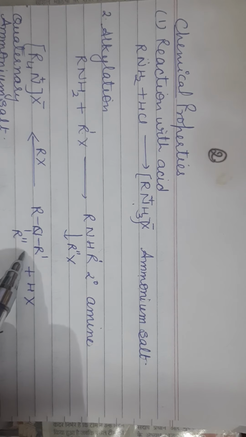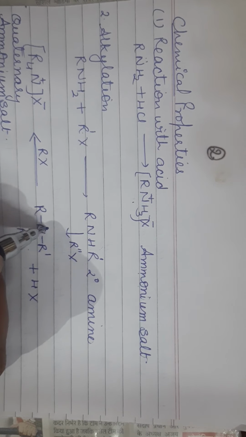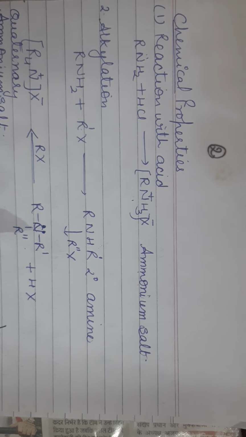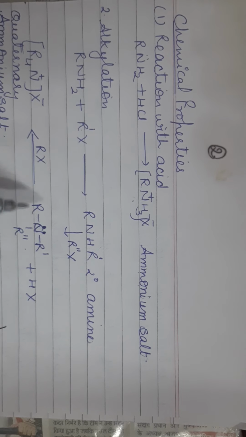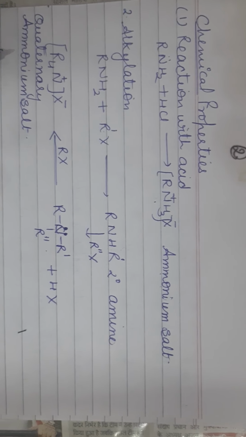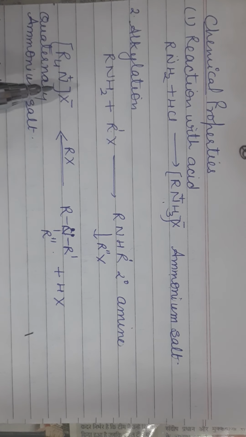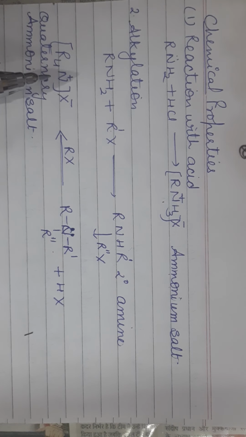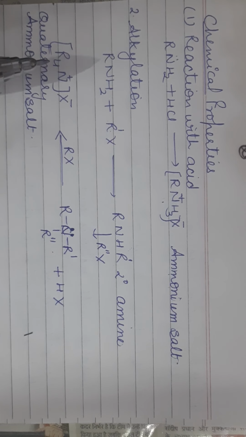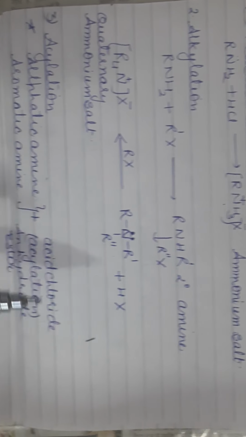This tertiary amine can further form a quaternary ammonium salt due to the presence of a lone pair of electrons on nitrogen. It reacts with alkyl halide and forms the quaternary ammonium salt. This is your quaternary ammonium salt. I hope this reaction is clear to all of you. This reaction we have already studied in the haloalkanes and haloarenes chapter in nucleophilic substitution, under the name Hofmann ammonolysis process.